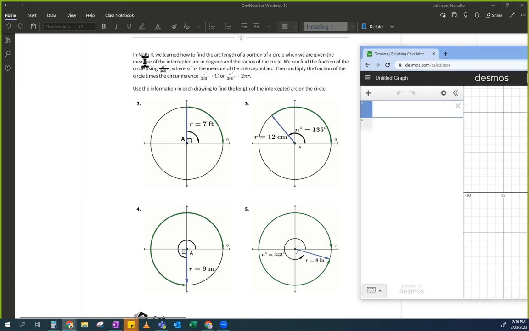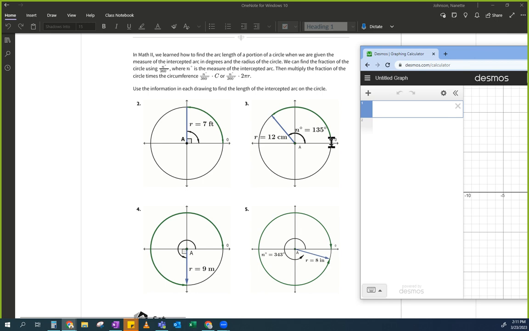So let's just read. In Math 2, we learned how to find the arc length of a portion of a circle. So really quick, arc length goes like this. It's the green arc right here. The best way for me to describe it is it's the pizza crust of the piece that you're eating. If you were a tiny little ant, it's how far you walked.